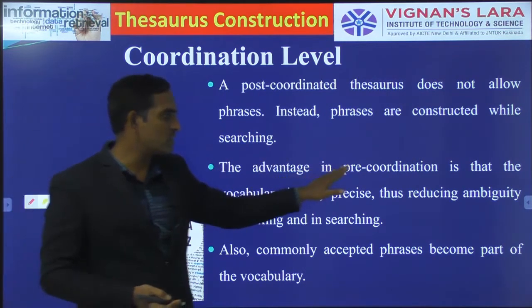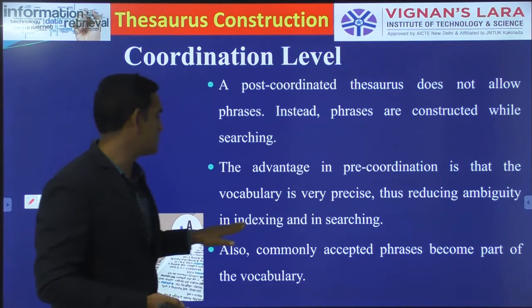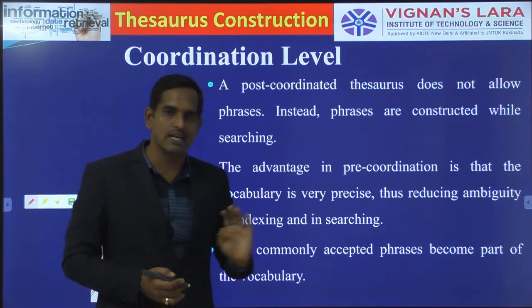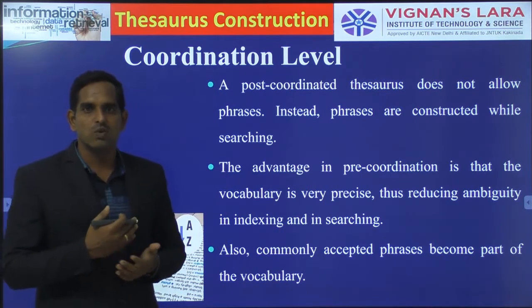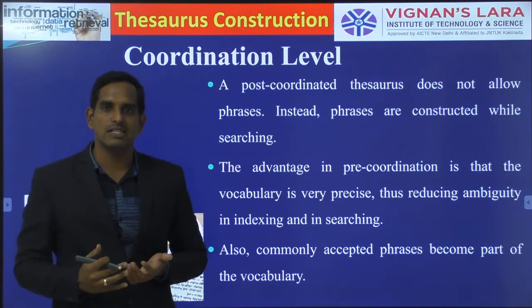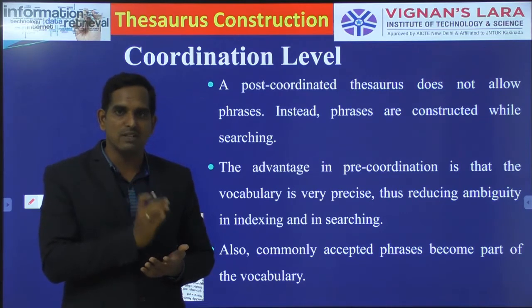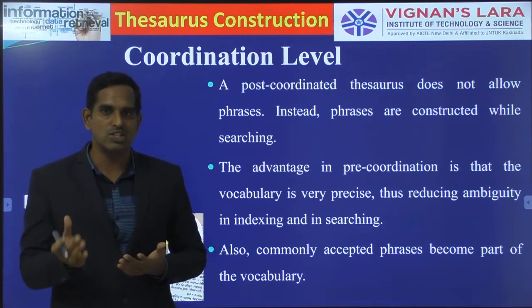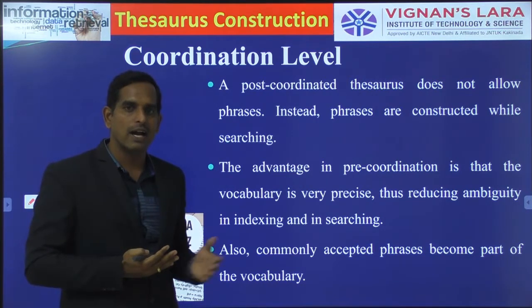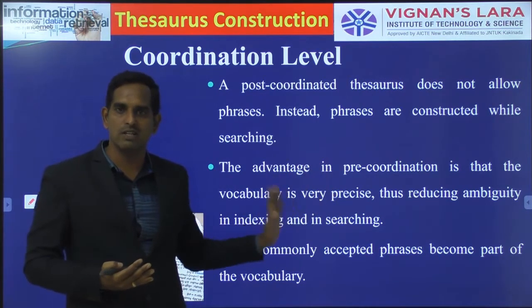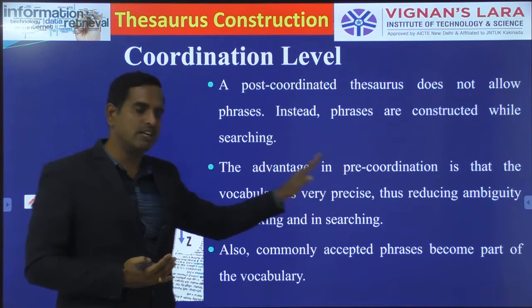So the advantage of pre-coordination is that the vocabulary is very precise, thus reducing ambiguity in indexing and searching. As you have seen in the pre-coordinated thesaurus, whatever words can be present in your thesaurus are fixed beforehand. So your vocabulary will be a fixed vocabulary, and you will not have much issue. The indexing will be very clear and precise, and your searching will be according to whatever words are present in your thesaurus.